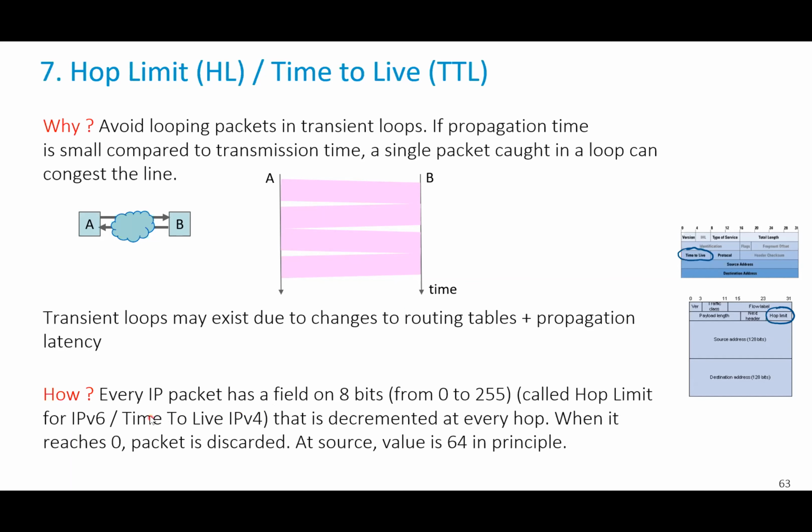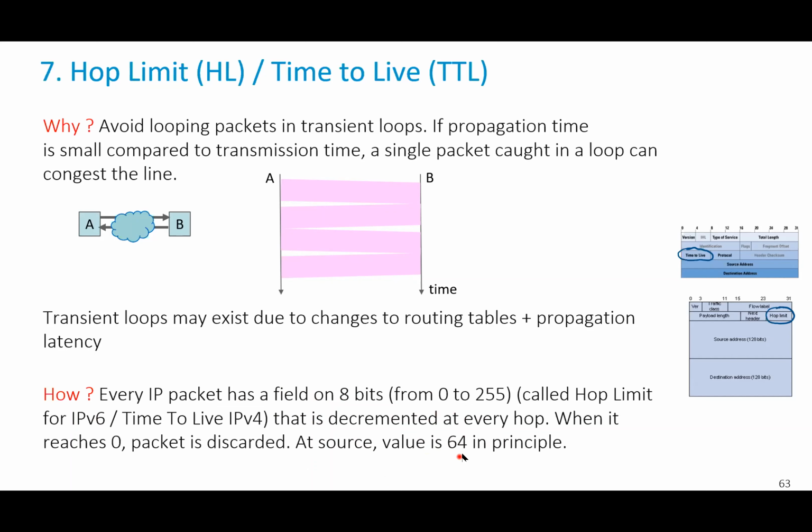Today, it is still called time to live with IPv4, but what it really is, is a hop limit. Hop limit means the number of intermediate systems that it can go through. In principle, the current standard says at the source, you put a value of 64. And then every system that forwards the packet, every router, not every bridge, but every router that forwards the packet and sees the IP header will decrement it by 1. So we hope that the diameter of the internet today is less than 64, which is true today. In fact, it is well below 64.